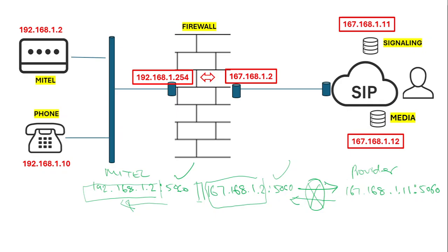If the SIP trunk doesn't come up, we are going to be unable to make outgoing calls, or we will be unable to receive incoming calls, because our trunk is down.